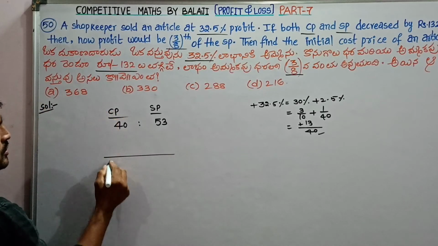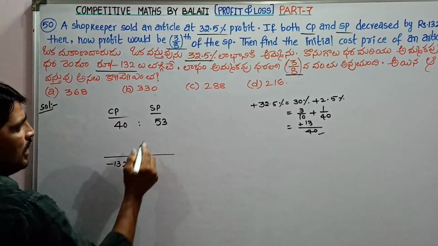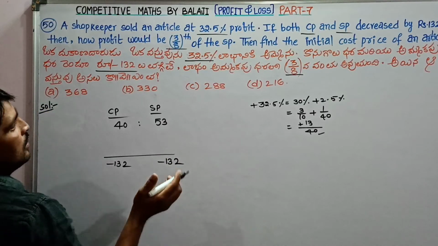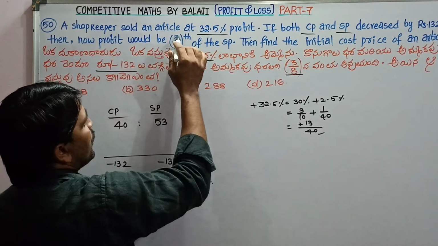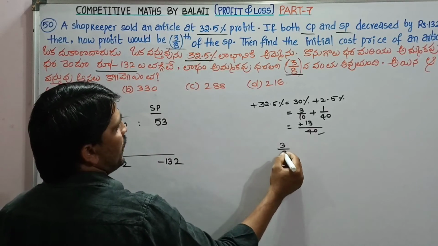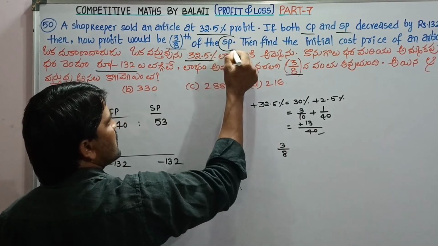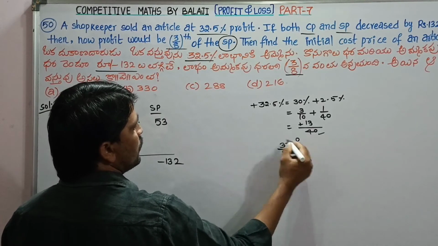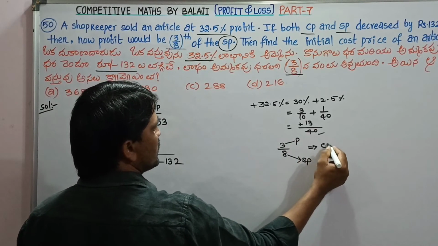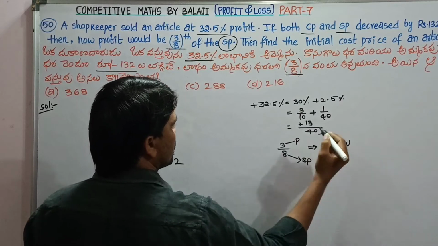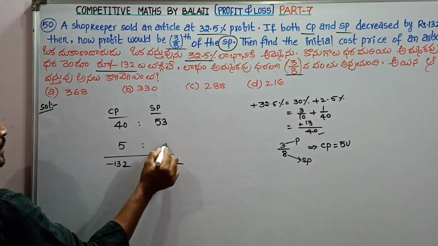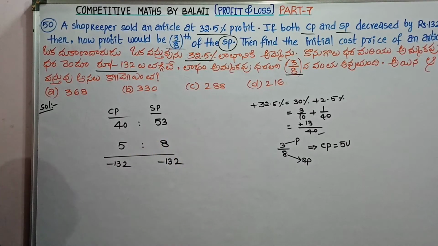If CP is decreased by 132 rupees and SP also decreased by 132 rupees, then the profit would be 3 by 8 of the SP. Profit is given on SP, so denominator must be SP. Then 3 units are profit. In this case, cost price is 5 units. Then CP is SP becomes 5 is to 8.